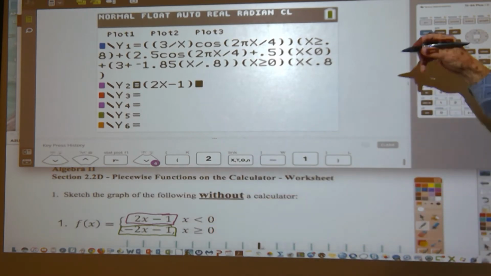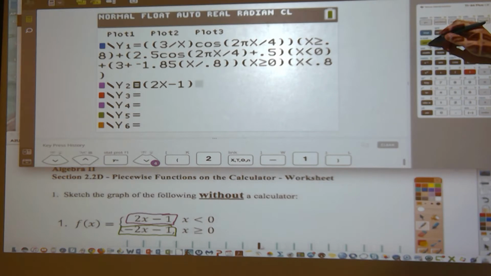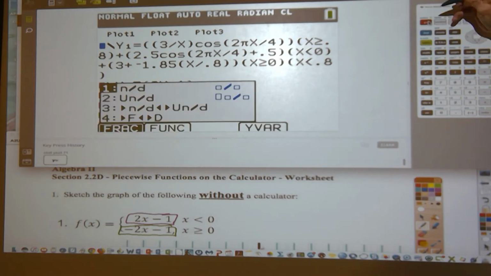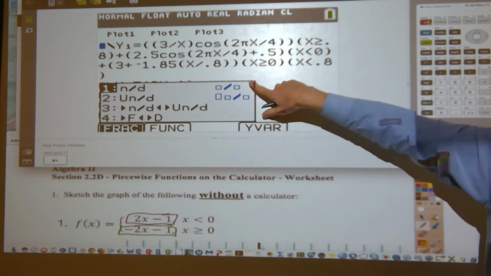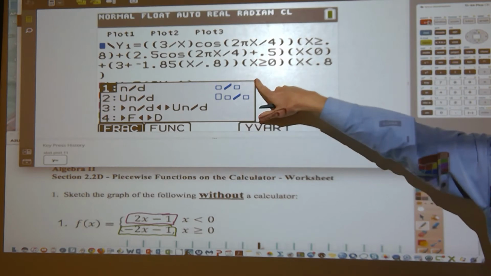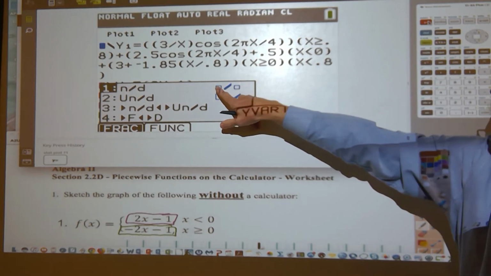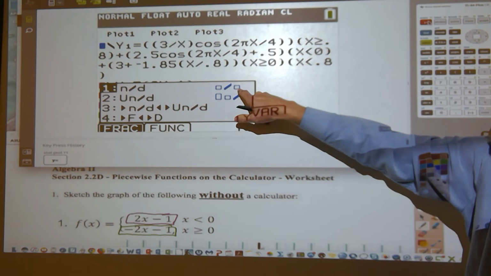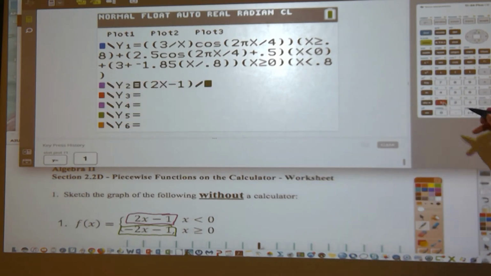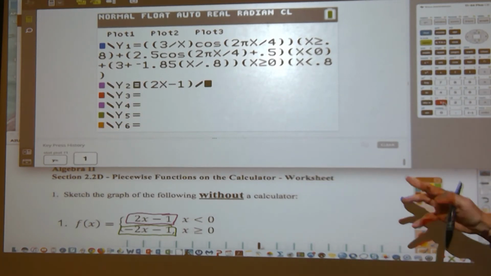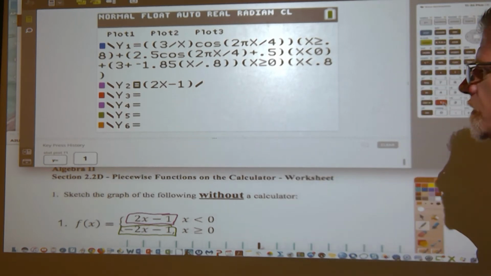How do we put that in? Well, if you press alpha y equals, it gives you this nifty menu. And we're just going to pick the first item there. It's going to be rule/domain restriction. So just press item 1 there. It looks like a thick division sign.